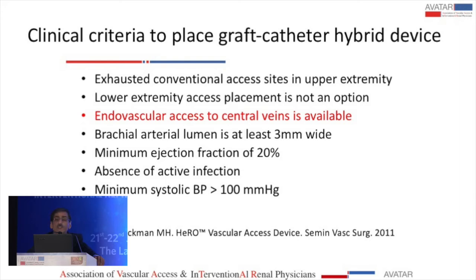The brachial artery lumen should be at least 3 mm wide. You are attaching a 6 mm PTFE graft to the brachial artery, which will work as an inflow. So if the brachial artery is small, then you cannot put a HeRO device. The heart has to be good. So any axis is essentially a circuit that starts at the heart and ends at the heart. So if your ejection fraction is very low, then your incidence of thrombosis within this device will be very high. And there shouldn't be any active infection, and the minimum systolic blood pressure should be at least more than 100 millimeters of mercury.